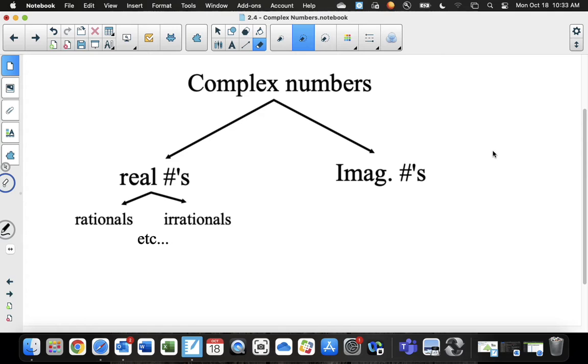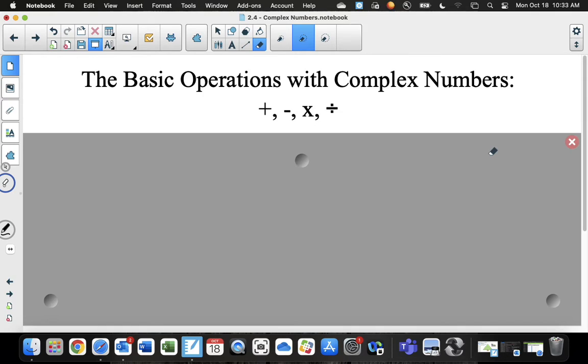All right. So now that we have complex numbers, how do I work with them? That's the main focus of today. How do I add them? How do I subtract them? How do I just do the basic operations with those things? Okay. So here's where we're headed. Basic operations: add, subtract, multiply, divide, when working with complex numbers.